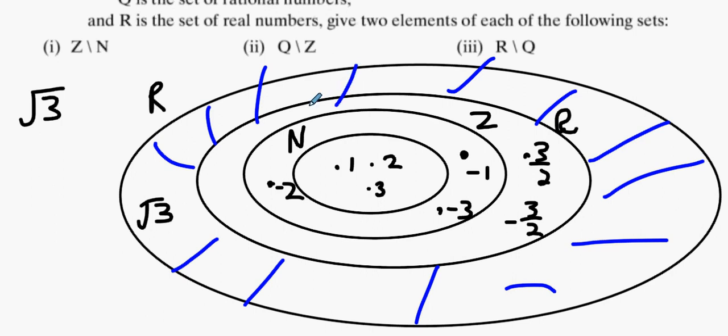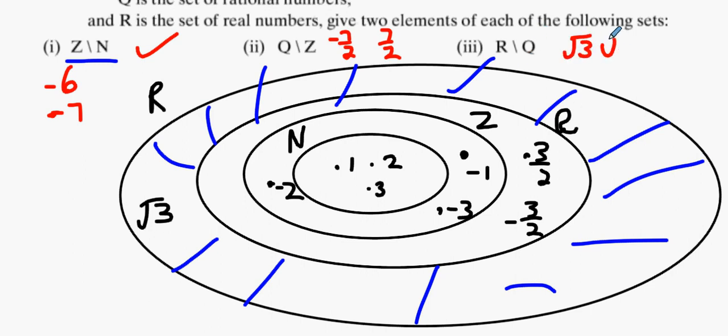So here we go, here's what it's looking for us to do. Give me an integer that's not a natural number. Example? Anybody? Minus 6. Minus 6 and another one? Minus 7. Done. Give me something that is a fraction but not an integer. Minus 7 over 2 and 7 over 2. Minus 3.5 and plus 3.5. Last one. Give me something that's real but not rational. Root 3, root 7, pi, e to the power of 1.